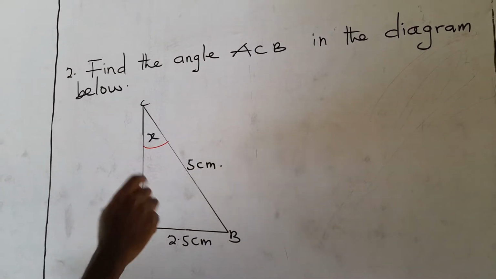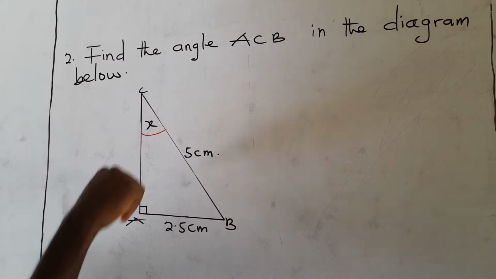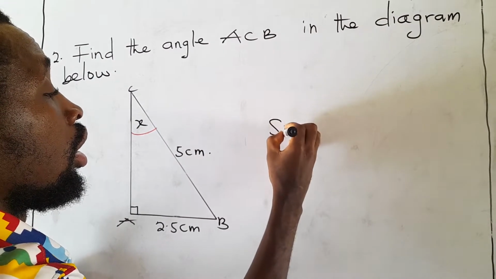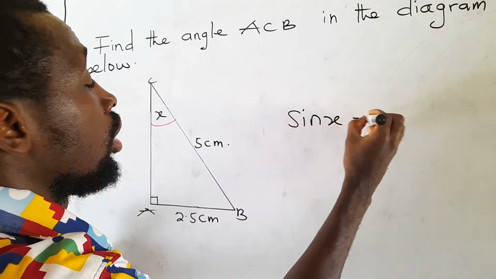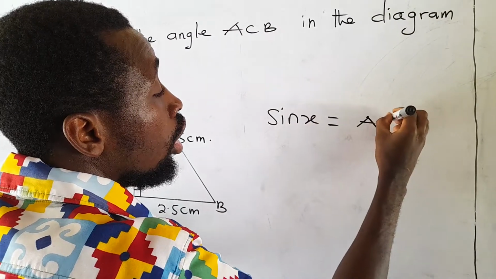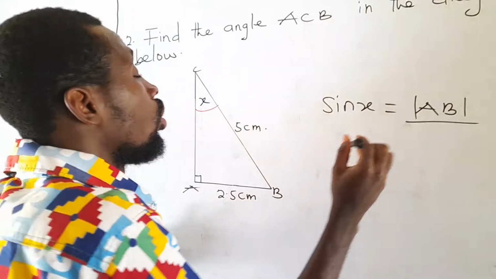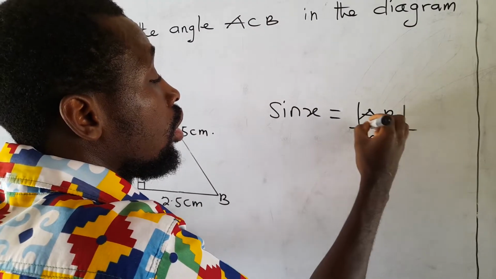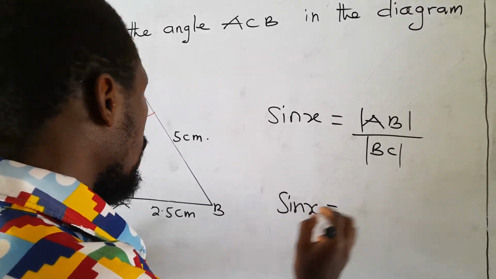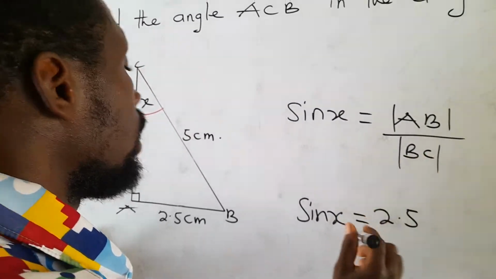So the trig identity to use is SOH. That's the mnemonic, SOH. That's sine. So we can say that sine x will be equal to the opposite, which is AB, over the hypotenuse, which is BC. So sine x, our AB is 2.5 and BC is 5.